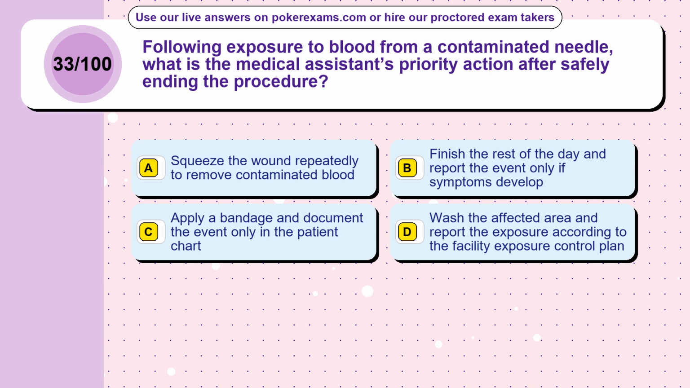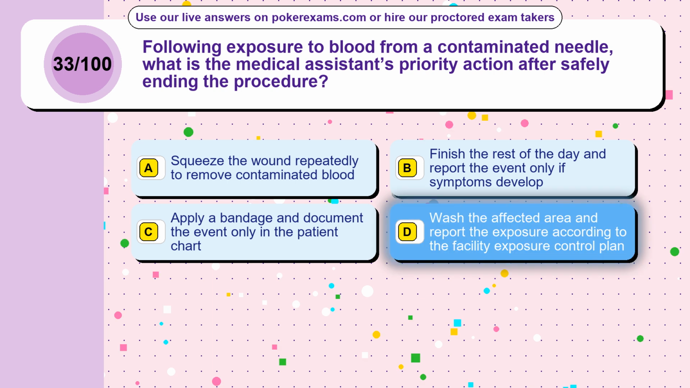Option A. Squeeze the wound repeatedly to remove contaminated blood. Option B. Finish the rest of the day and report the event only if symptoms develop. Option C. Apply a bandage and document the event only in the patient chart. Option D. Wash the affected area and report the exposure according to the facility exposure control plan.